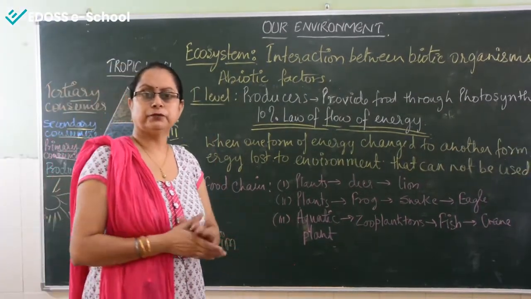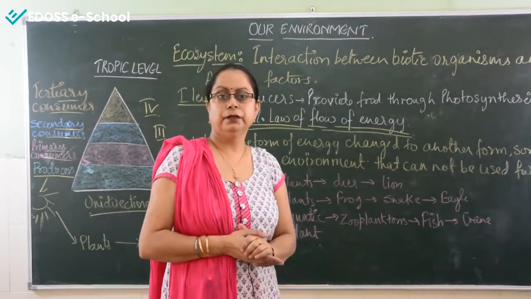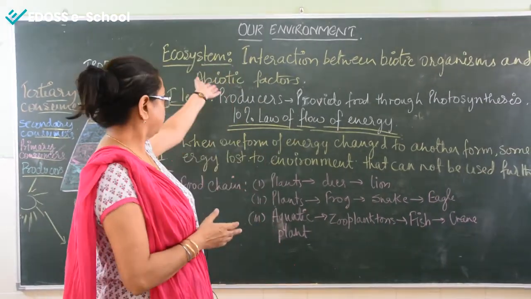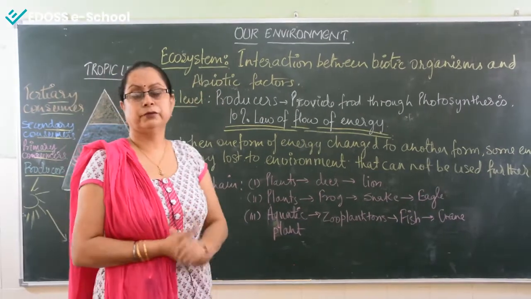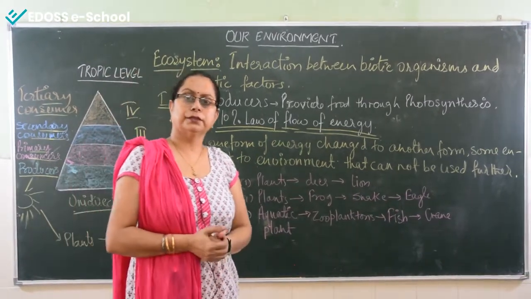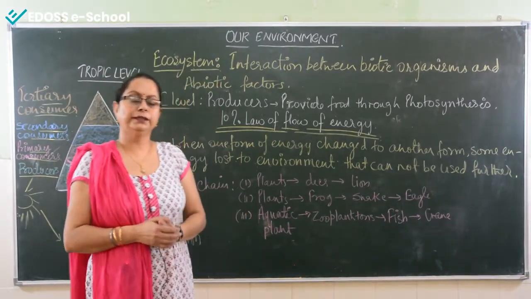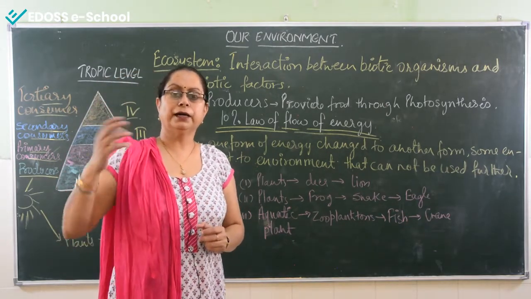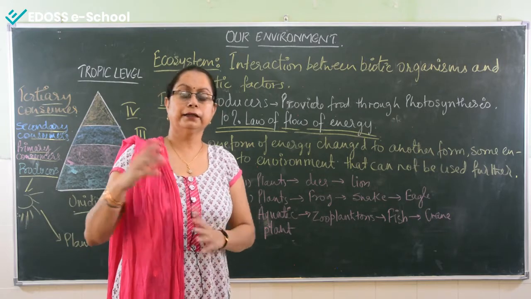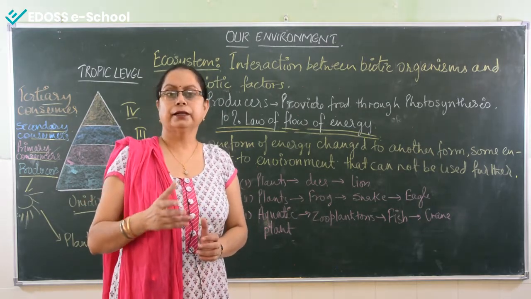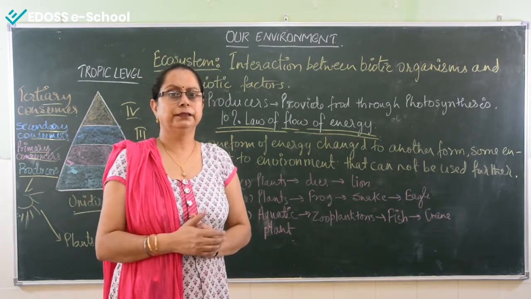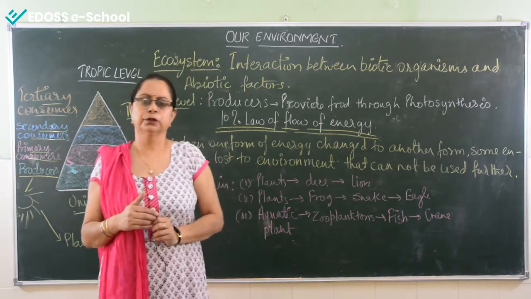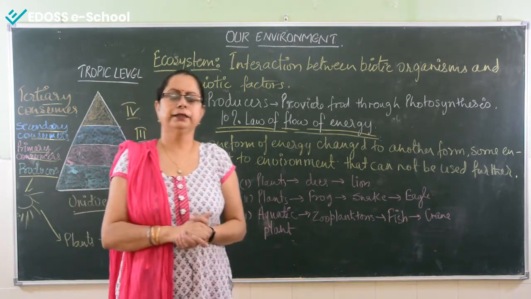Environment, we know, is very important for our survival, and in the environmental section the ecosystem plays a very important role. Now what is an ecosystem? Ecosystem means when there is an interaction between the biotic organisms and the abiotic factors. Now what are biotic and abiotic? Biotic means living, and who are the living? The three categories, the plants, animals and microbes, all come under the biotic organisms.